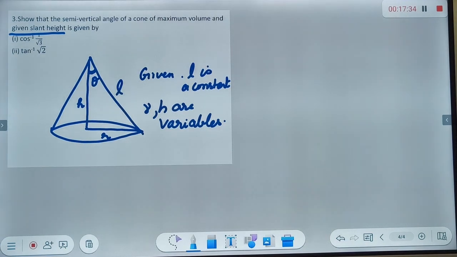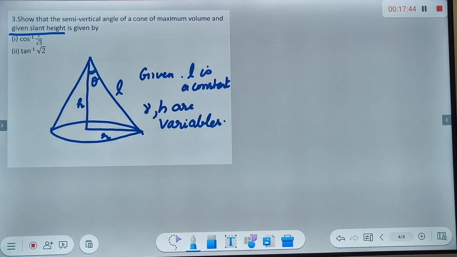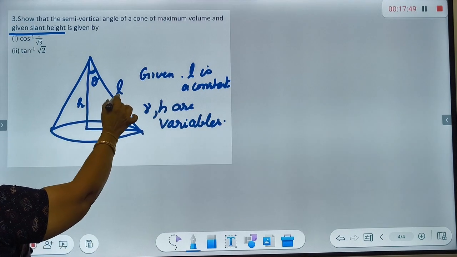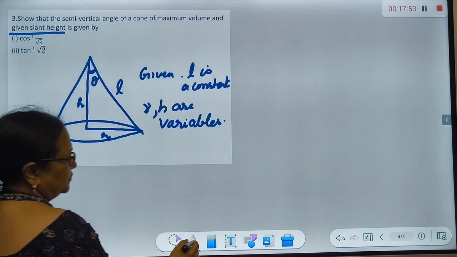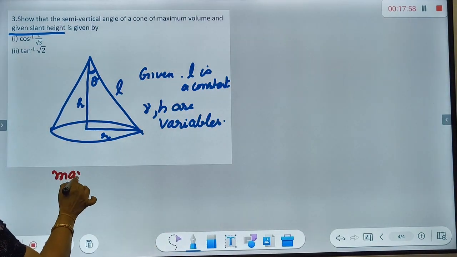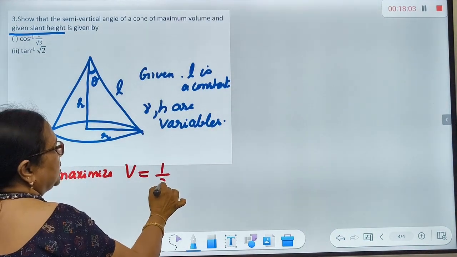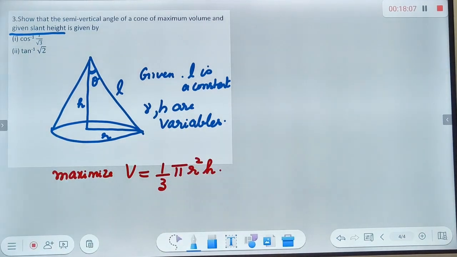Okay. Now since we want to express everything in terms of a trigonometric function, you must also understand tan theta is R by H, and cos theta will be H by L. Now, what is it that you have to maximize? Volume. So maximize V equal to 1 by 3 pi R square H.